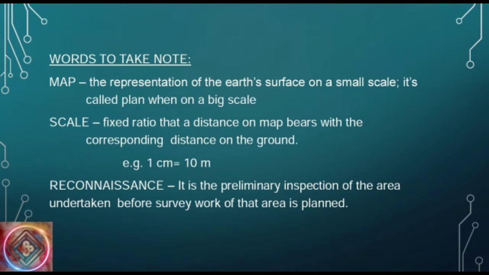Words to take note. Map: the representation of the Earth's surface on a small scale. It's called a plan when on a big scale. Scale: fixed ratio that a distance on a map bears with the corresponding distance on the ground. For example, 1 cm is equal to 10 meters on the ground surface.